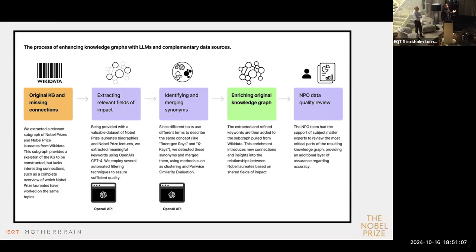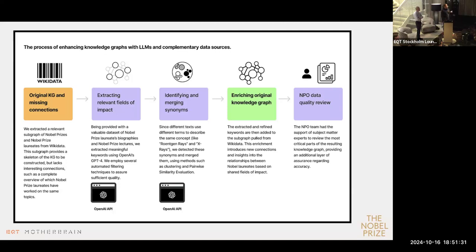And to show how this went, we started with Wikidata, with a knowledge graph that we could extract from Wikidata. Then we used OpenAI large language models to extract keywords from additional data that we had available. And we realized that these keywords were of great quality, but they were often describing the same word in different ways.